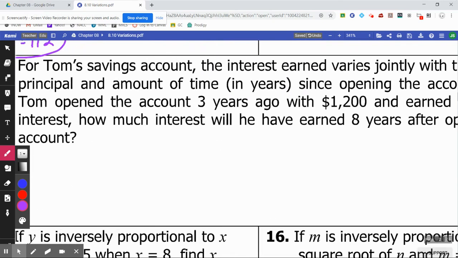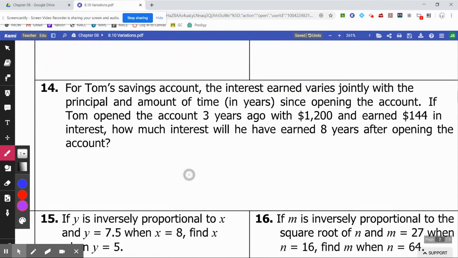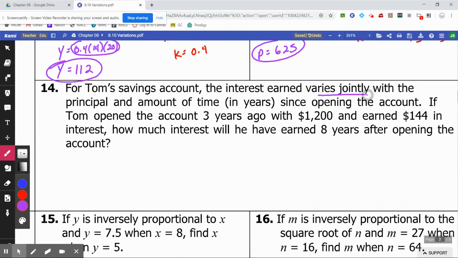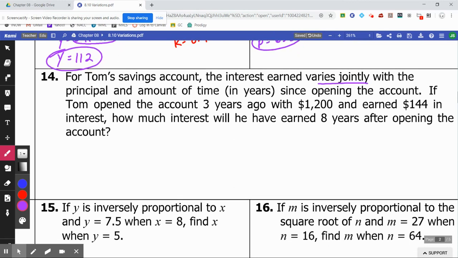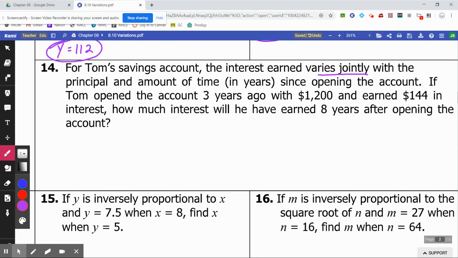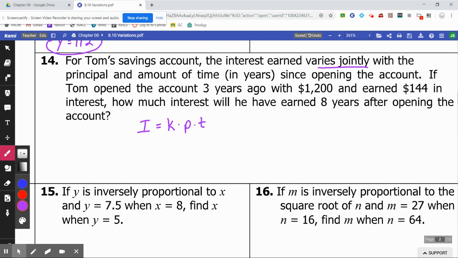Okay, next problem. It says for Tom's savings account, the interest earned varies jointly with the principal and the amount of time in years since opening the account. So the interest earned, we'll call it I, varies jointly with the principal, we'll call P, and the amount of time in years since opening the account, with a constant of variation. So there's our formula.